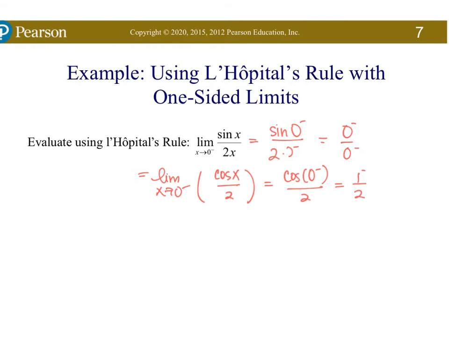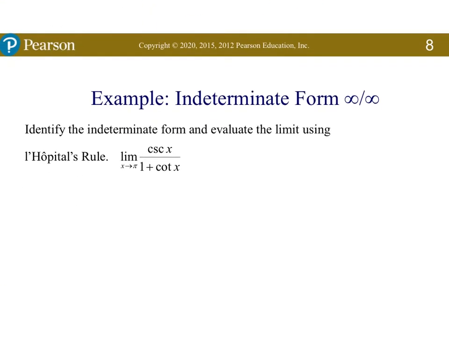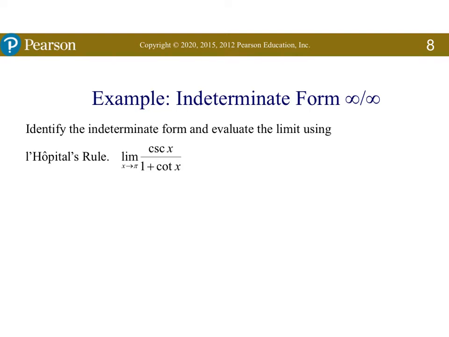All right, so that's the indeterminate form 0 over 0. Let's look at some of the other indeterminate forms. Here we have x approaching pi. And so we have the cosecant of pi, which is an asymptote, and 1 plus the cotangent of pi, which is also an asymptote. So we've got infinity over 1 plus infinity, or the indeterminate form, infinity over infinity. So because we've achieved another indeterminate form, we're going to use L'Hopital.